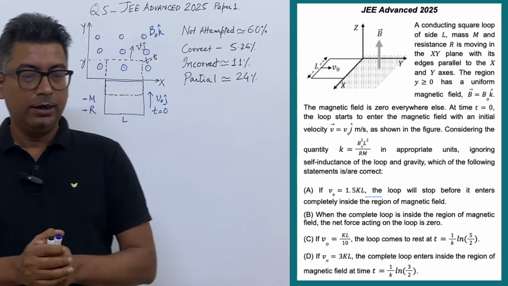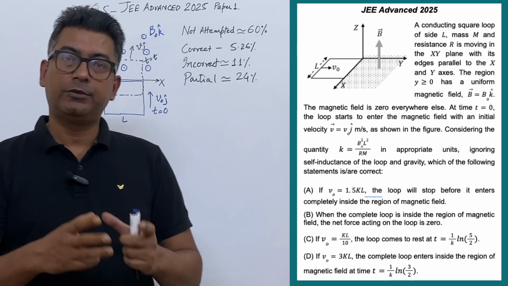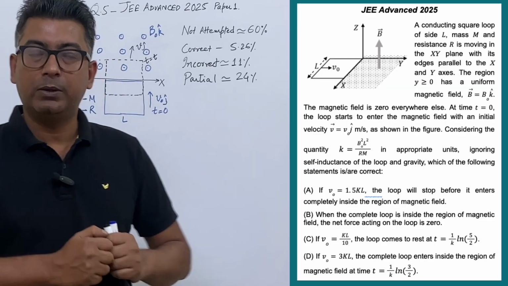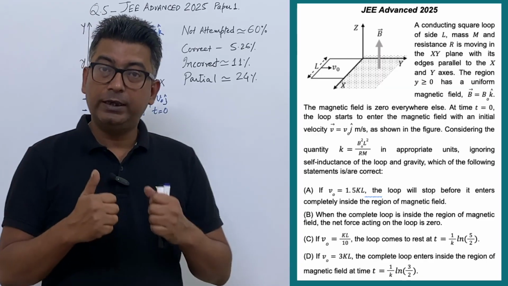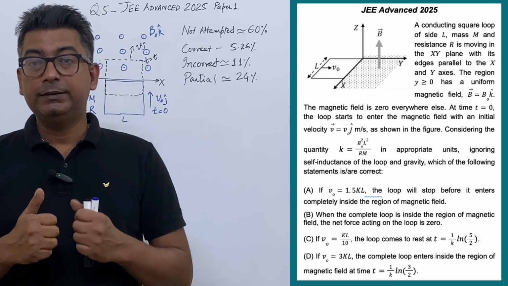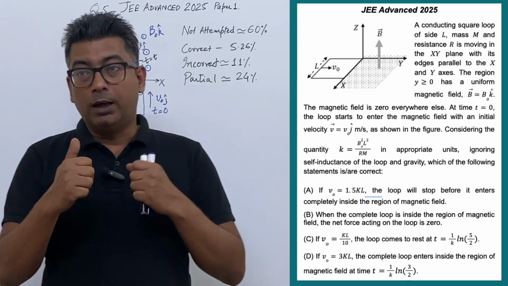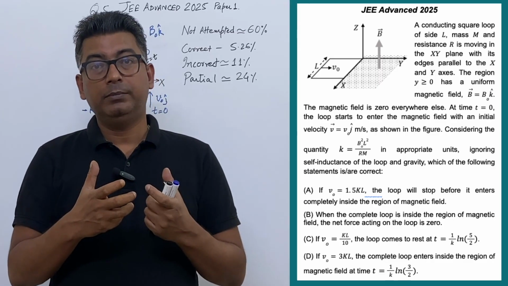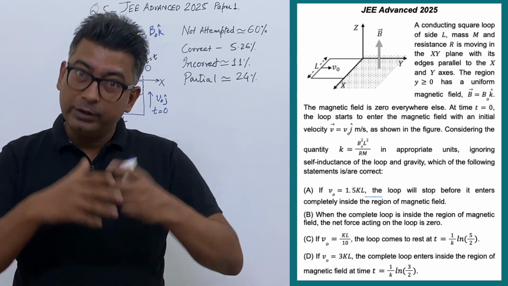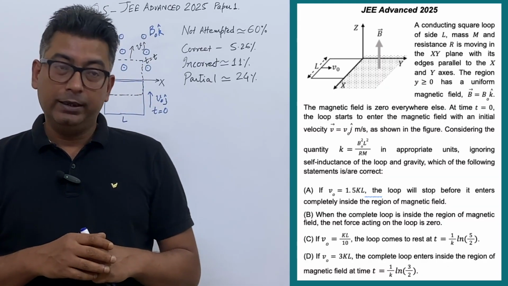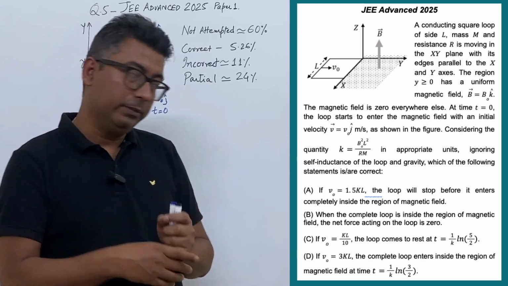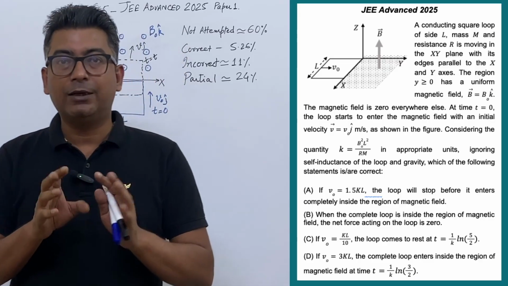Welcome students. Today we'll look into a problem from JEE 2025 paper 1. The reason for taking this problem is to show you how a simple problem becomes complicated during the exam time. So this is a very simple problem. Yeah, there is some bit of calculations in it.